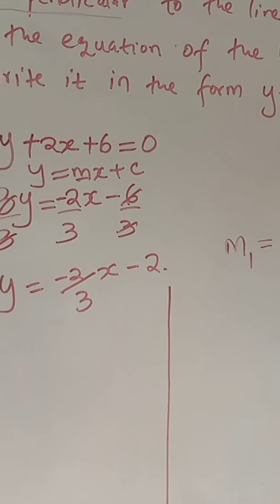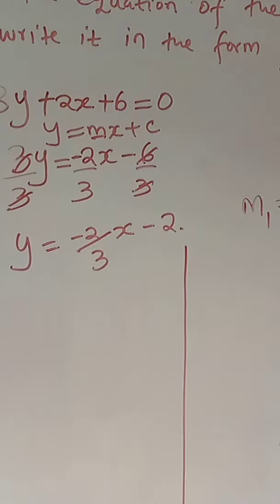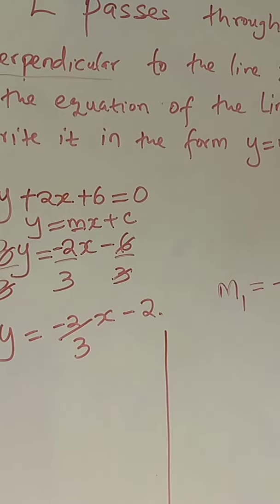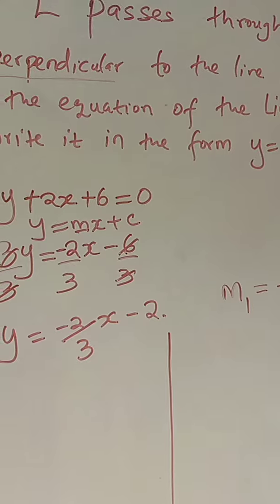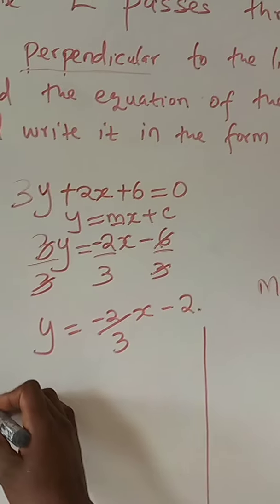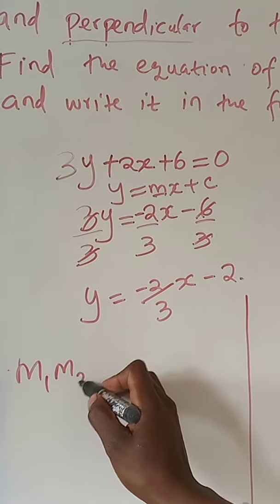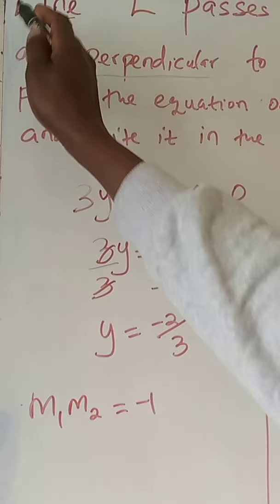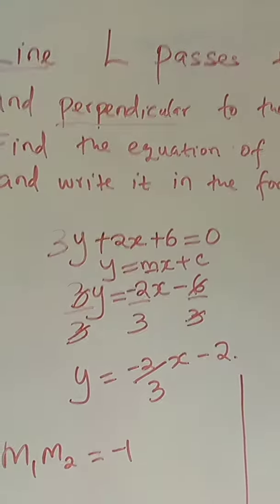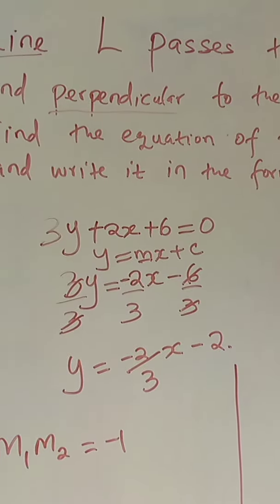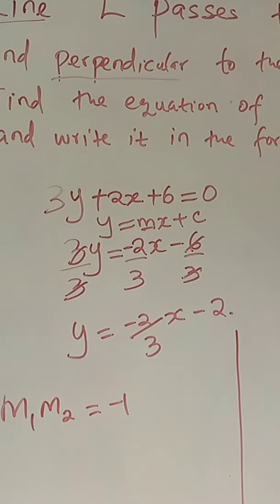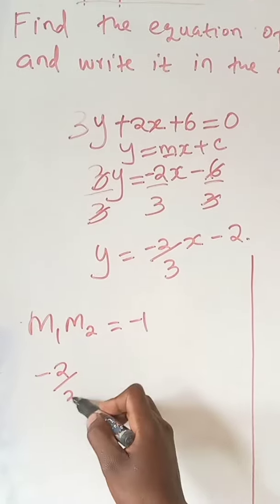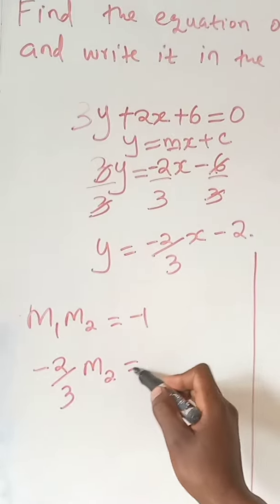And what we know is that when we have perpendicular lines, we have a property which states that the product of their gradients is equal to negative 1. That is m1 m2 = negative 1, where m1 is the gradient of this line which is perpendicular to L, and m2 is the gradient of line L. So we are going to have negative 2/3 m2 = negative 1.